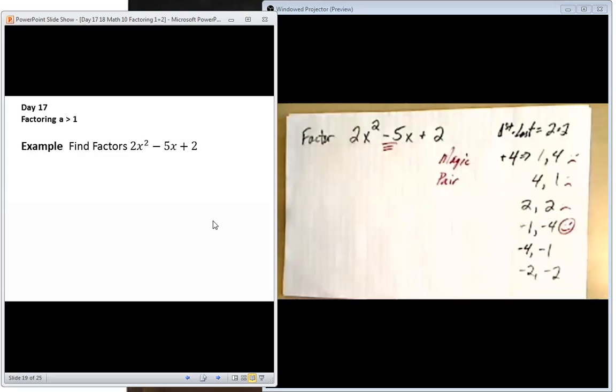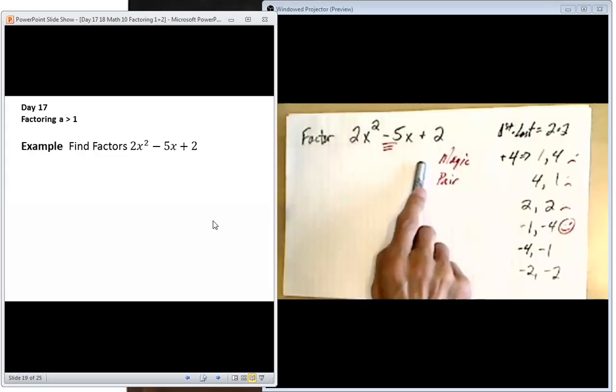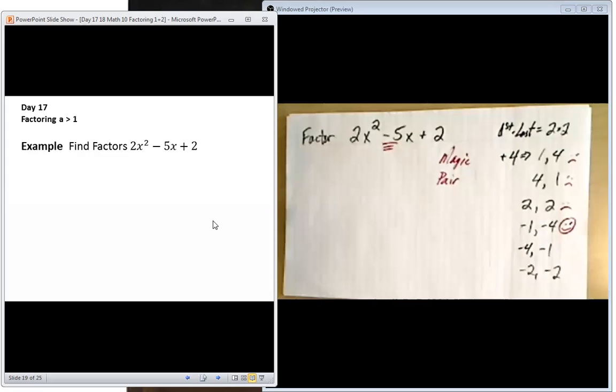Yeah, there we go. That's the one we want. That's what gives us the -5, right? Okay. So now we can rewrite this and continue with grouping afterwards. Nicely done. Okay.